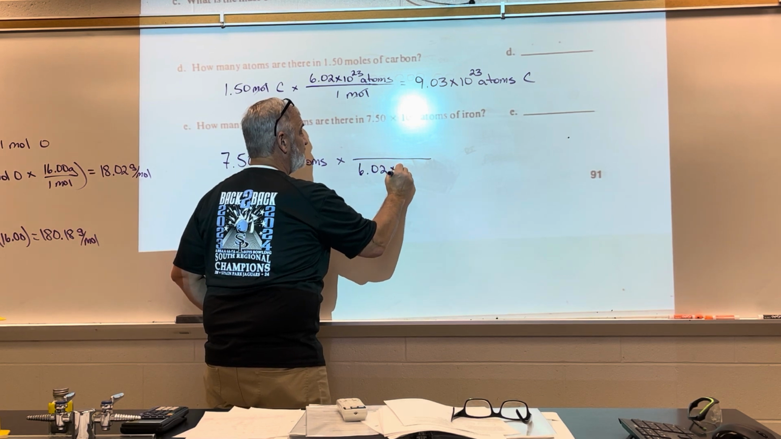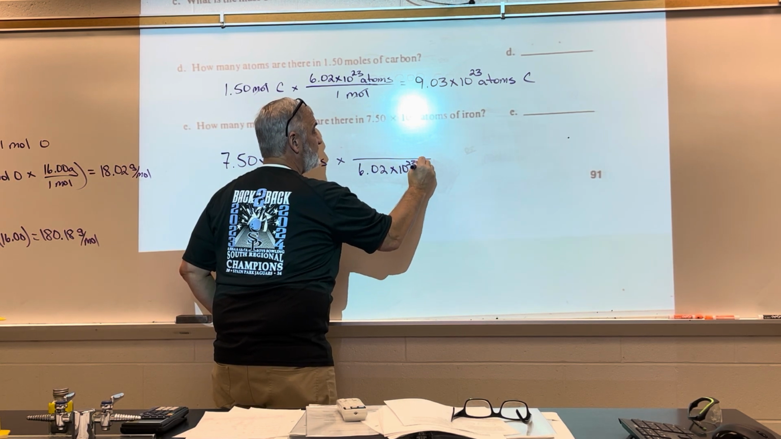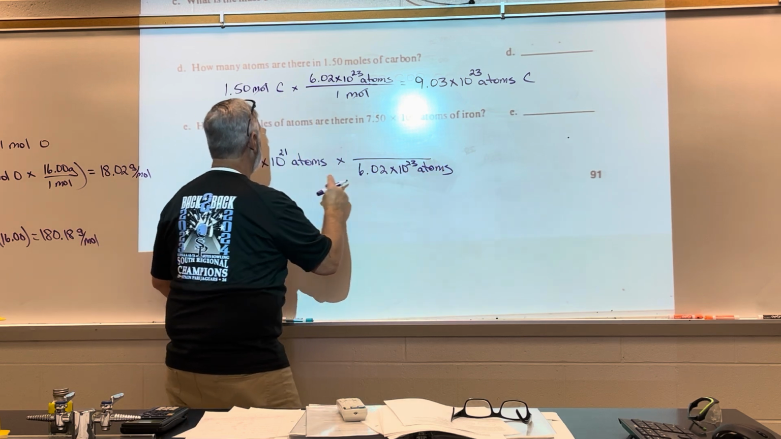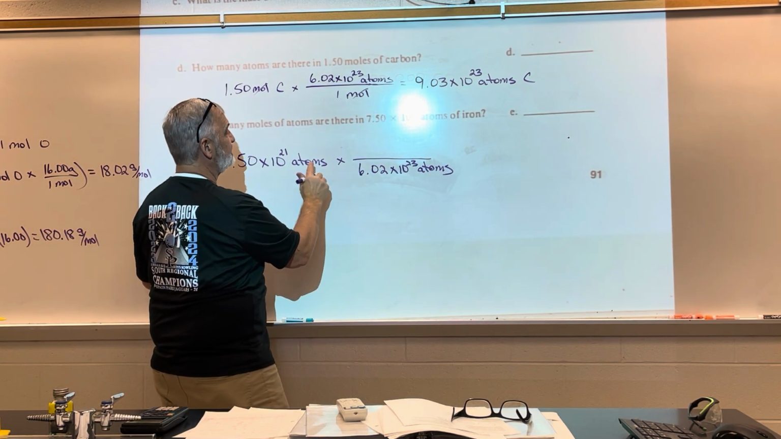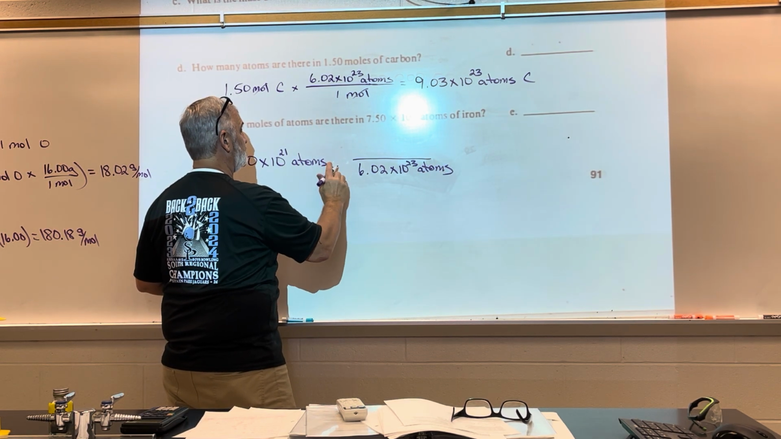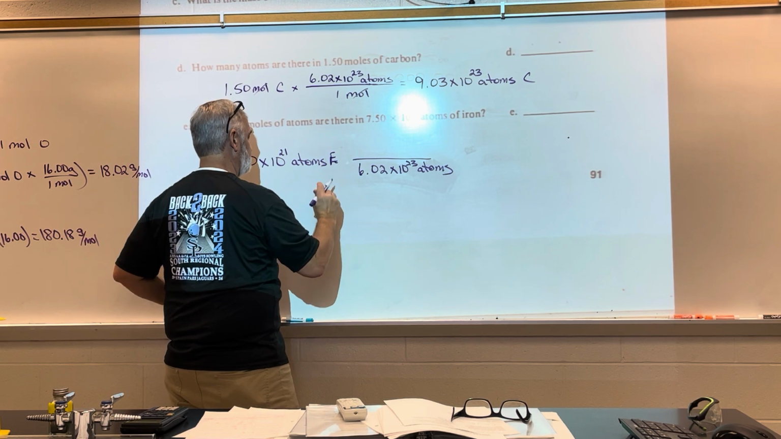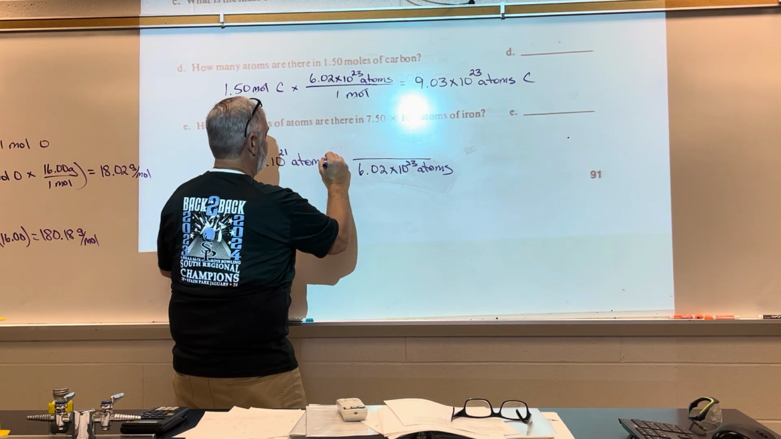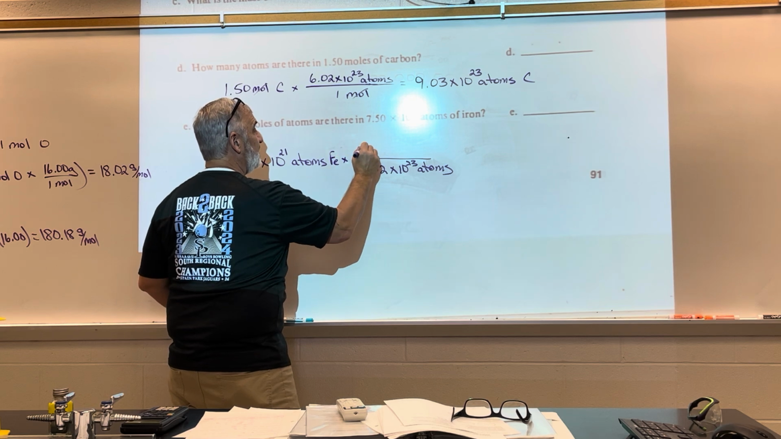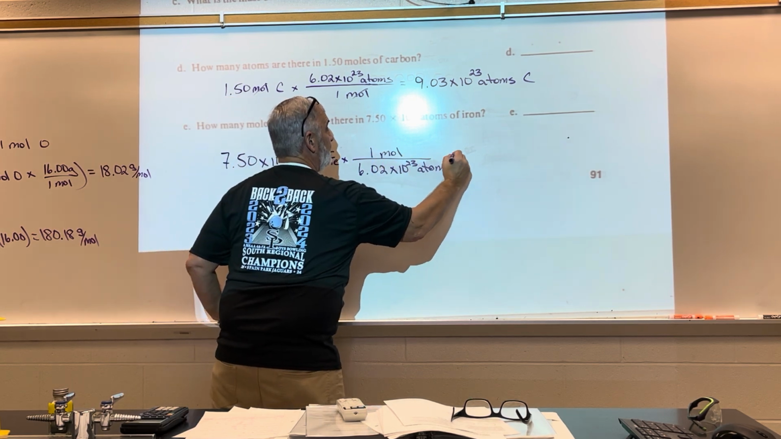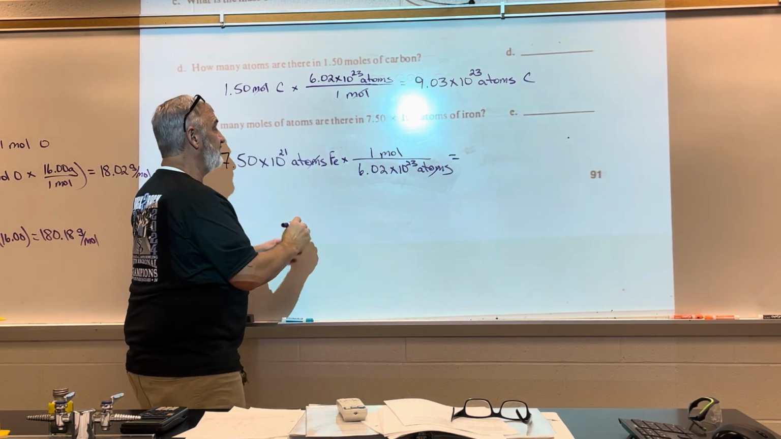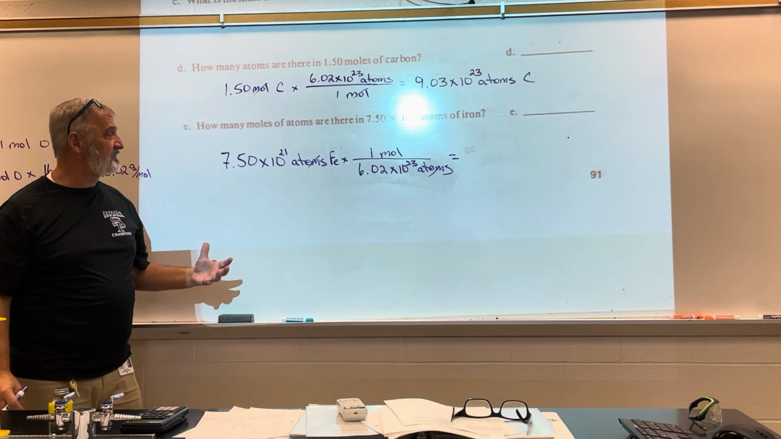6.02 times 10 to the 23rd atoms. Doesn't matter what the substance is, and that's supposed to be atoms of iron. And it's always going to be 1 mole. And because atoms will cancel, leaving us with moles of iron, what number does that come out to?